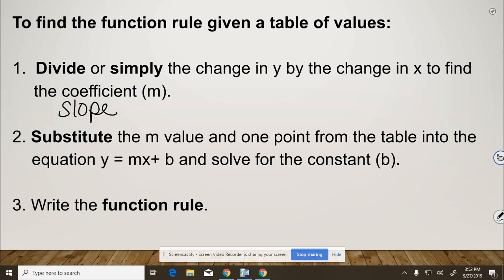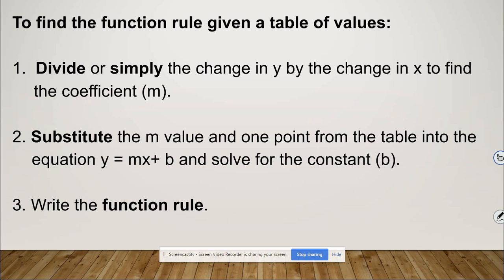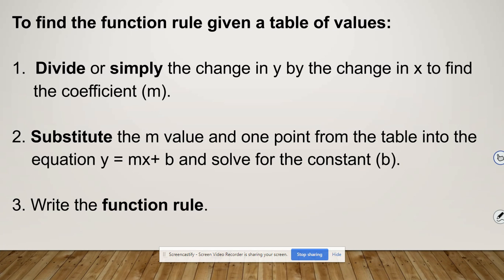Then you're going to substitute the m value and 1 point from the table into the equation y equals mx plus b and solve for the constant or the y-intercept. And last, you're going to write the function rule, that y equals mx plus b equation. Let's do a couple of examples. We're going to start with some really easy ones and work our way up to some more challenging ones.